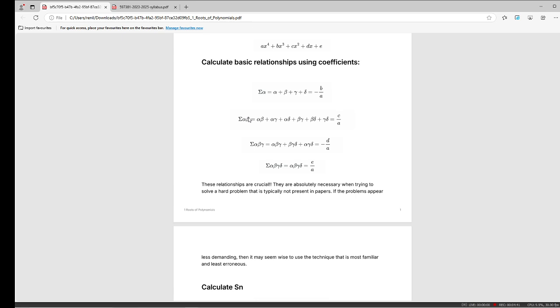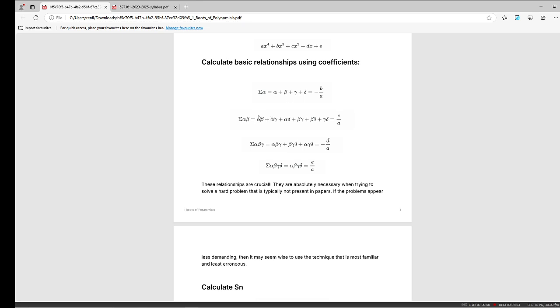The next thing is the summation of alpha beta. This means we are basically summing alpha beta. We're going to take pairs and multiply them. What that means is that we take 2 roots and multiply them, and then we add them up for all pairs. It may sound a little bit confusing right now, but let's take 4 roots: alpha, beta, gamma, delta.